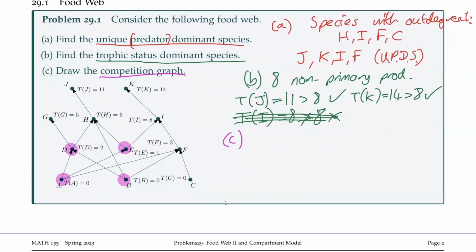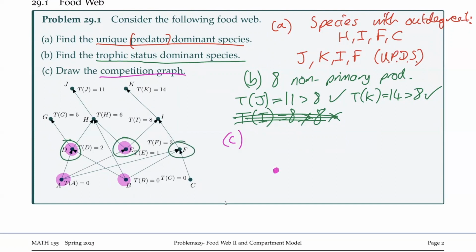So what does our competition graph look like? Well, what we need to do then is look at which species eat A, B, D, and E. So which species eat A, B, D, and E? Well, let's start with competition for species A. We can see, I'm going to circle these here. So species D, E, and F all compete for species A.